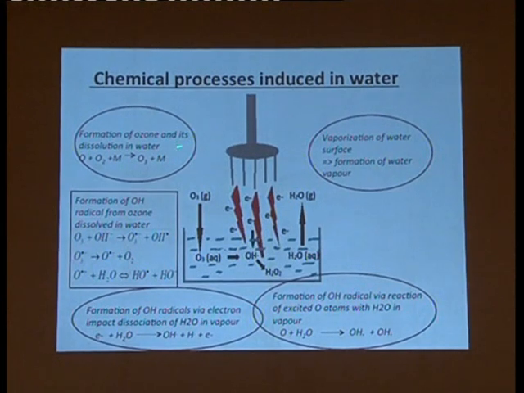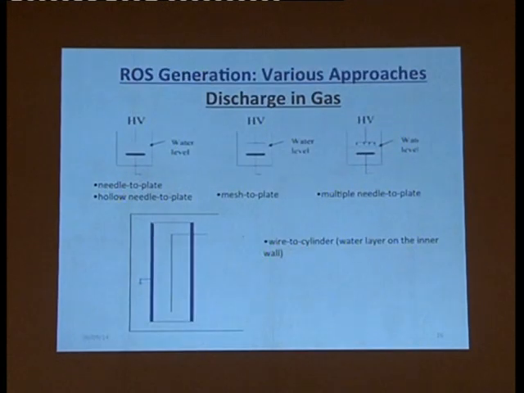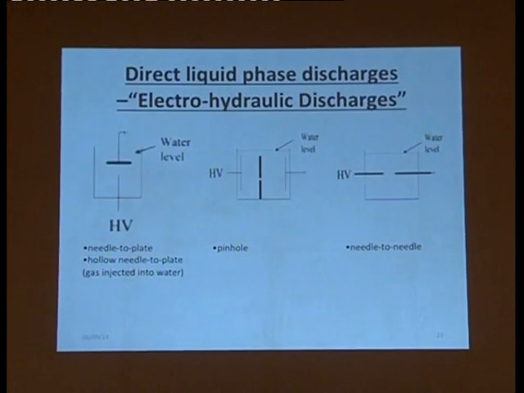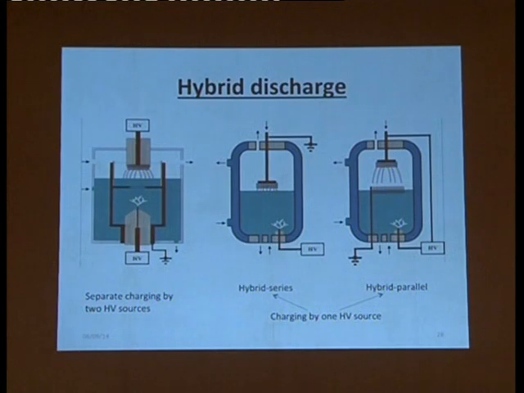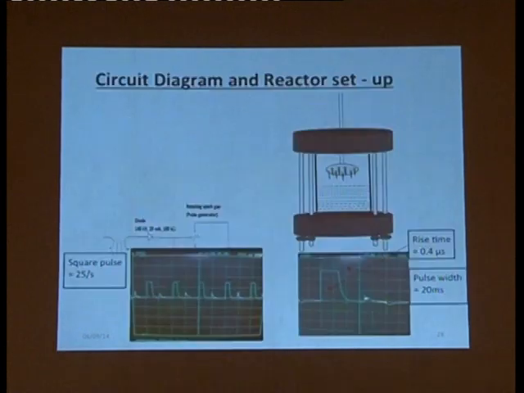So this is the chemistry behind it. You can see the formation of ozone and its dissolution in water, then formation of hydroxyl radical from ozone dissolved in water, formation of hydroxyl radical via electron impact dissociation of H2O, and formation of hydroxyl radical via reaction of excited oxygen atom. Many reactions are going on here, and we can generate these reactive oxygen species through different approaches: either discharge in gas stream, discharge in water, or a combination of this, hybrid systems. That means discharge in water as well as the gas phase, so that you will be getting a better system.